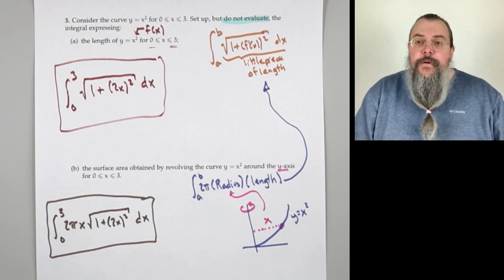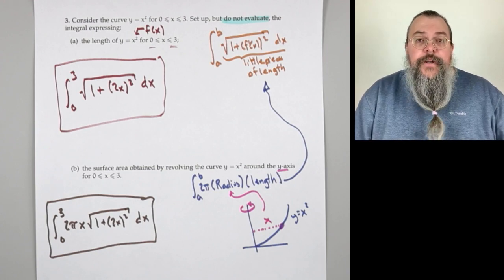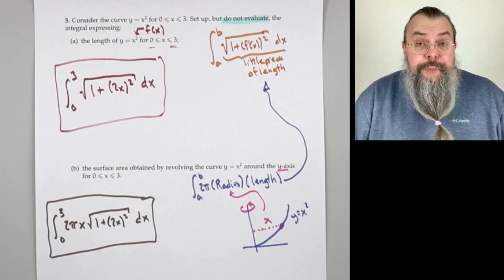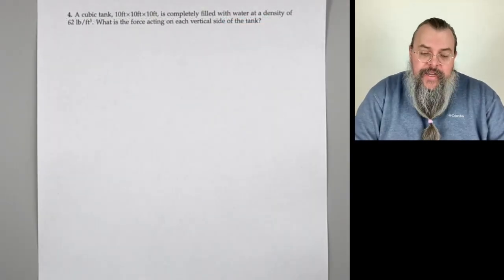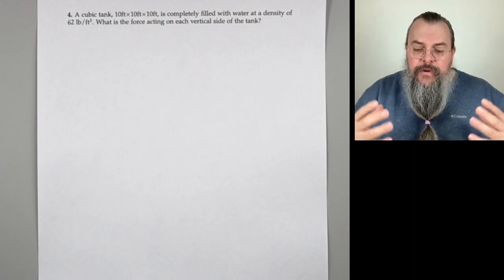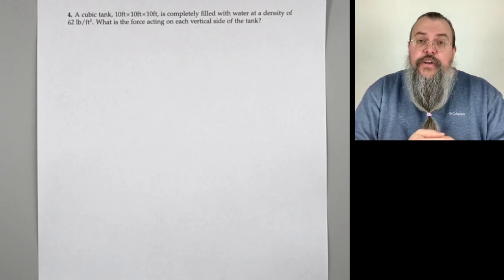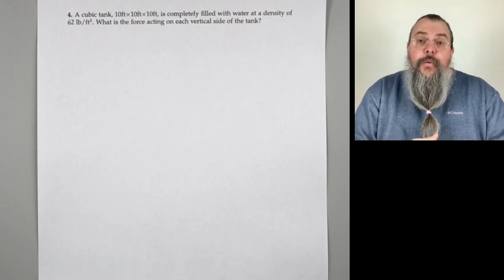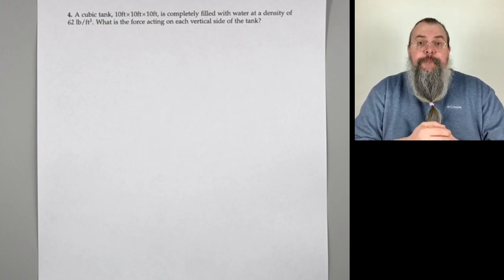Well, we're doing wonderful. We're going to finish with lots of time left. This brings us to number 4. A cubic tank, 10 foot by 10 foot by 10 foot, is completely filled with water at a density of 62 pounds per cubic foot. What is the force acting on each vertical side of the tank?